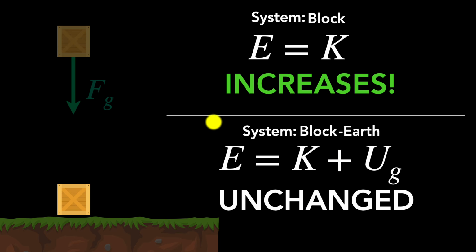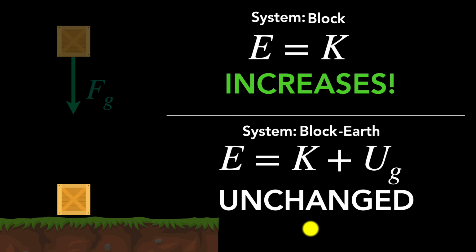And so what we see right in front of our eyes, even for this straightforward looking situation, is that depending on which system we choose, the mechanical energy can change differently. It can increase in some cases, it can decrease, or it can stay unchanged in some other cases. So we have to be super careful about the system that we're dealing with.